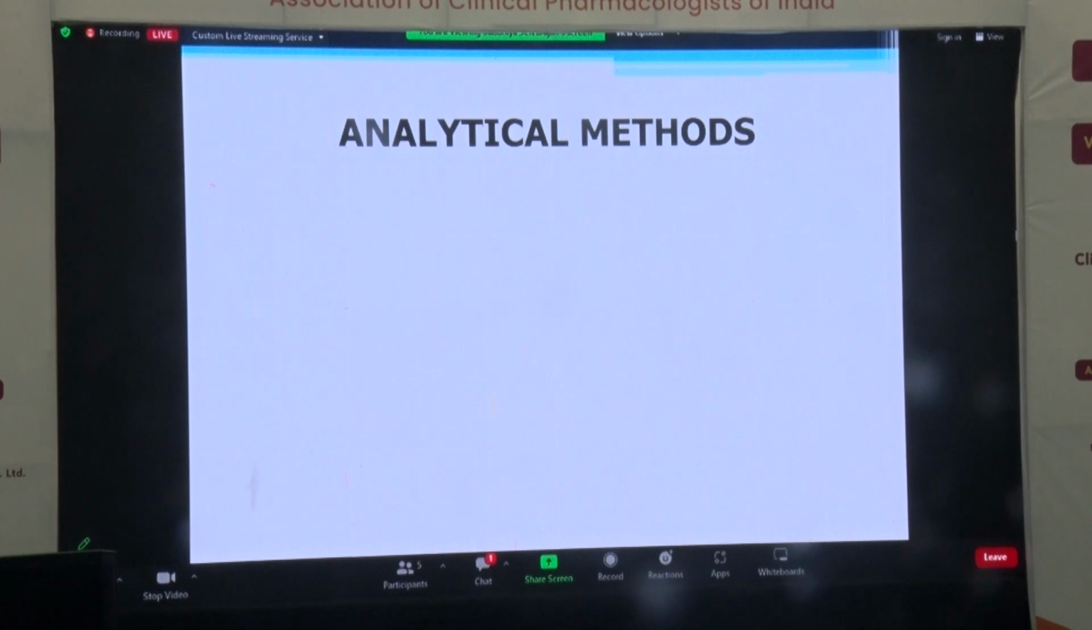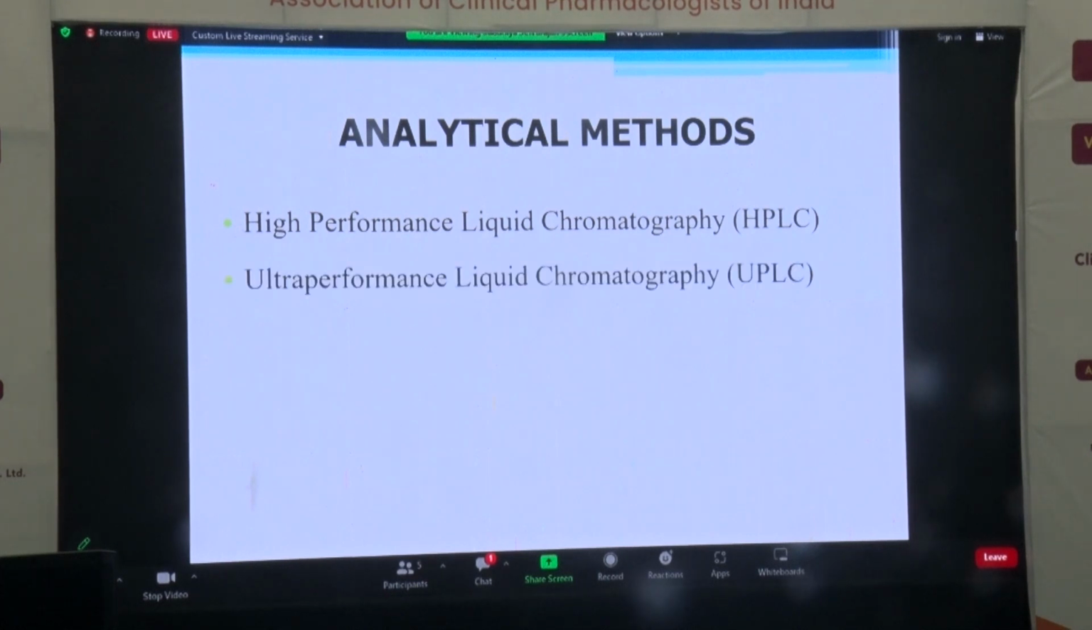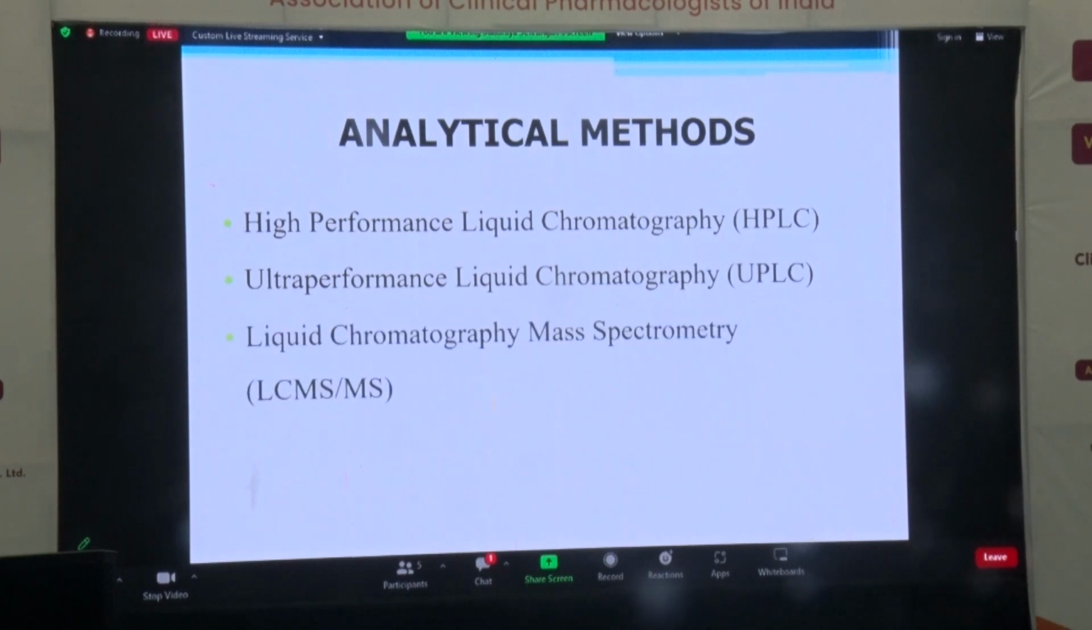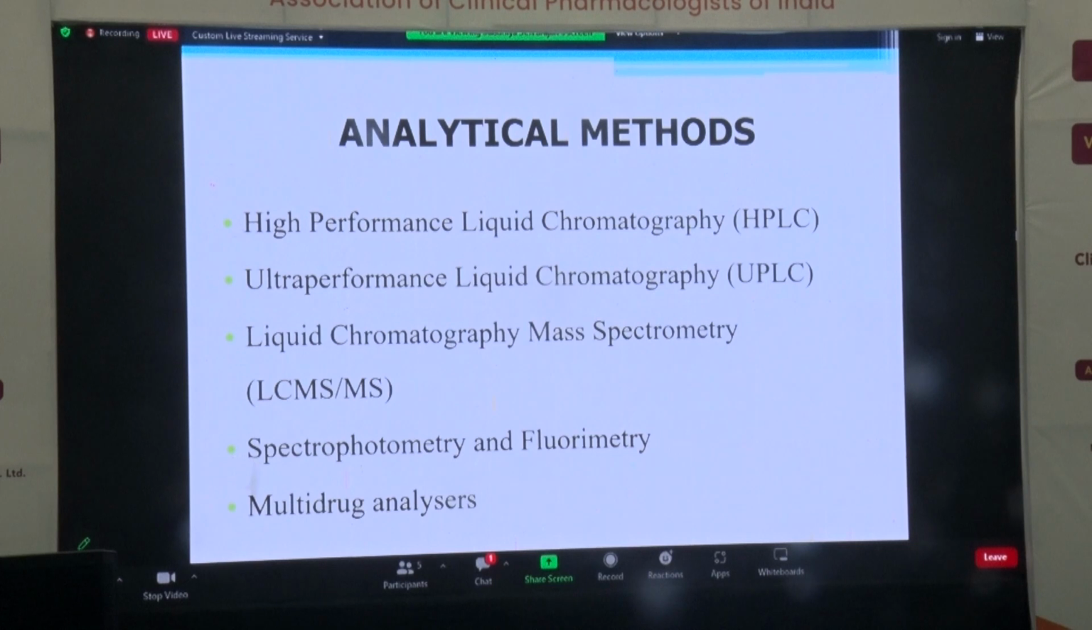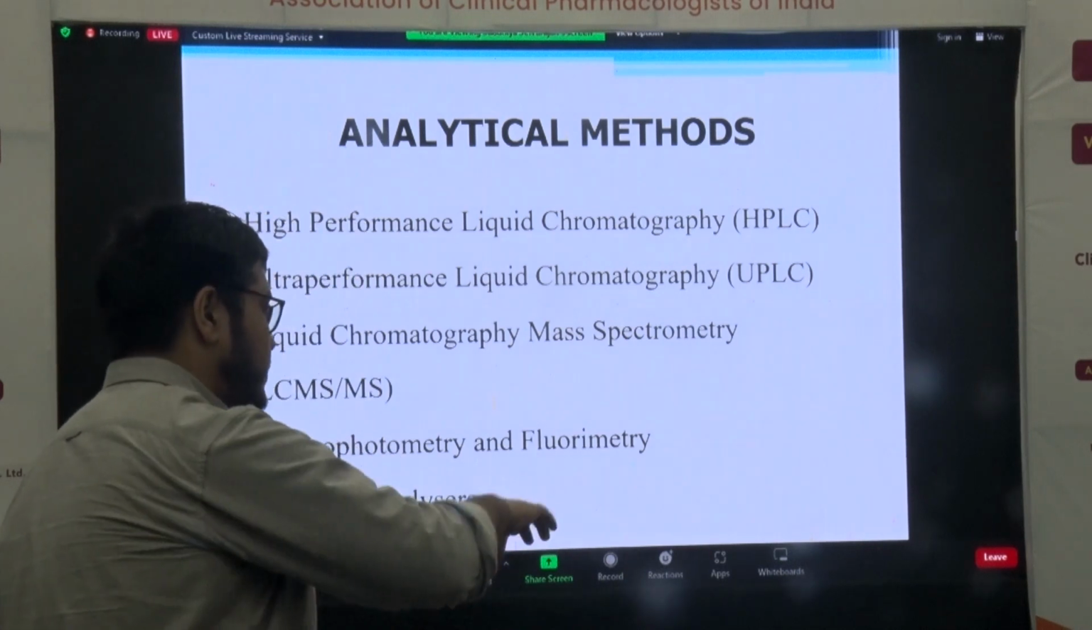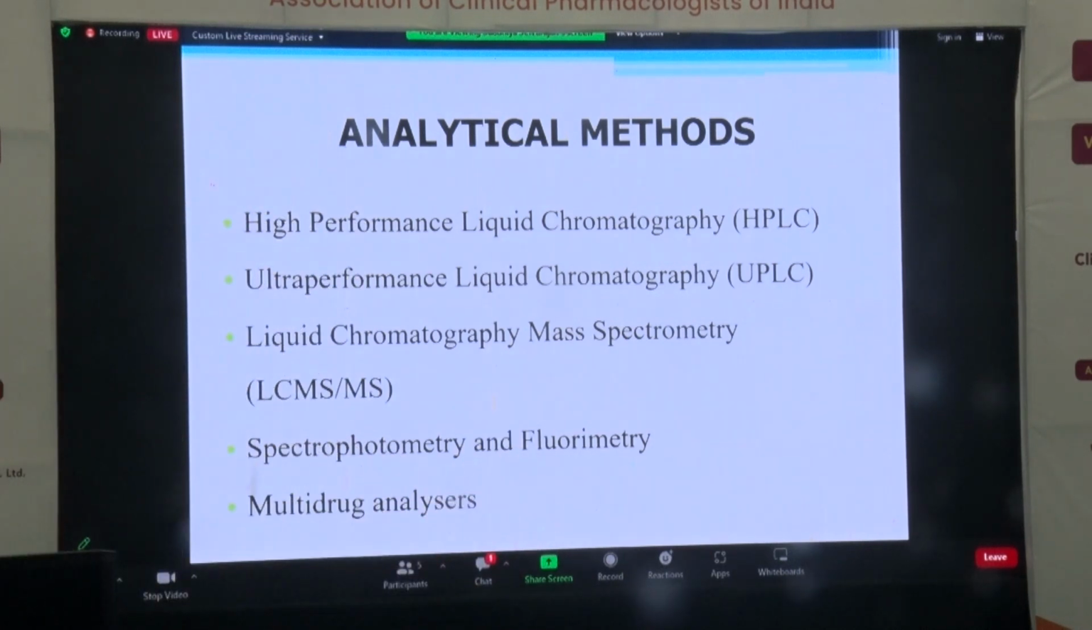Okay, after collecting the samples, what do we do? We go for analytical methods. We can analyze the plasma concentration of the drug using equipment like HPLC, ultra performance liquid chromatography (UPLC), or LC-MS/MS, or even using spectrophotometry. We also have multi-drug analyzers, like tabletop multi-drug analyzers, using kits where we can analyze a few samples.